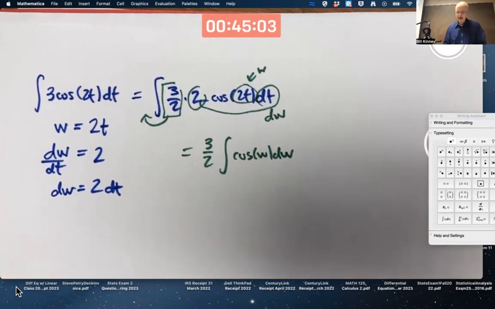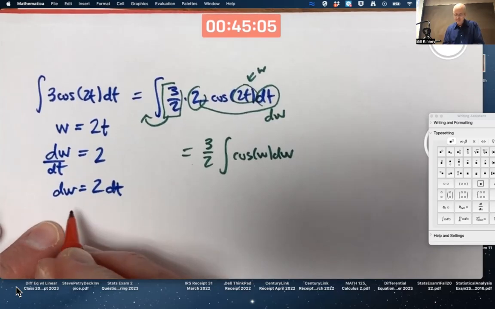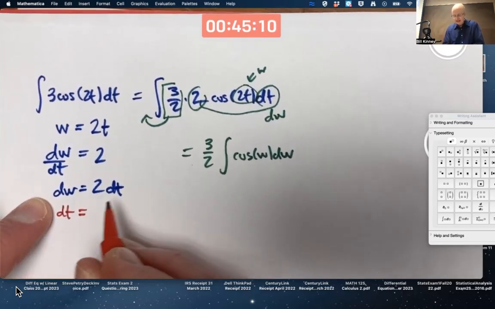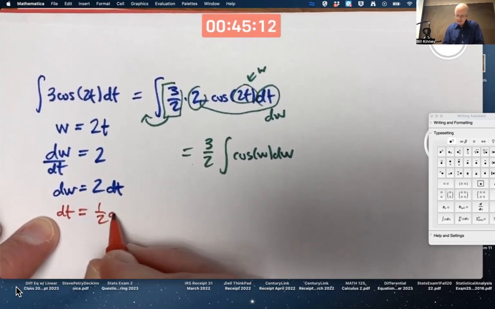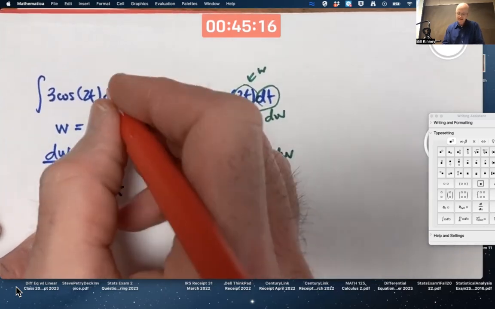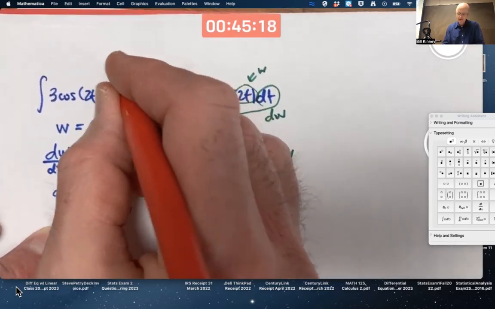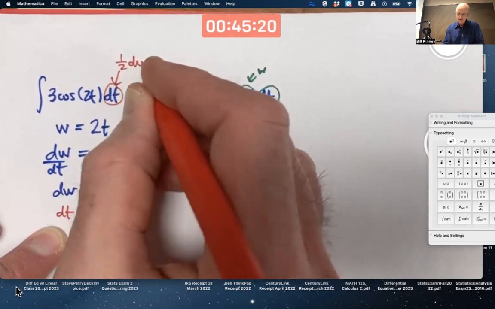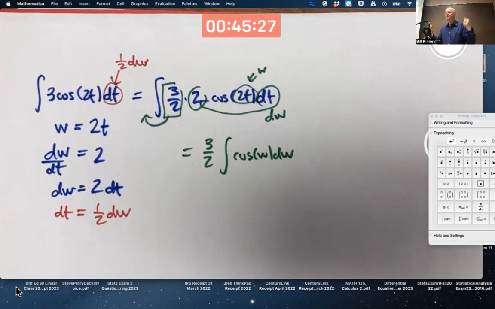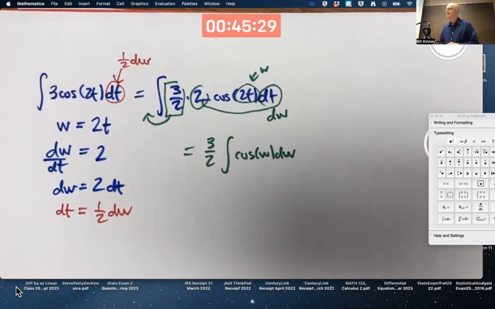An alternative way is you could solve this equation for dt by dividing both sides by 2. If dw is 2 dt, then dt is 1/2 dw. And then you can replace this dt here with 1/2 dw. And you still end up with the 3/2 coming in there again, which it has to if it's going to give you the same answer: 3 times 1/2. Either way you do it is okay.